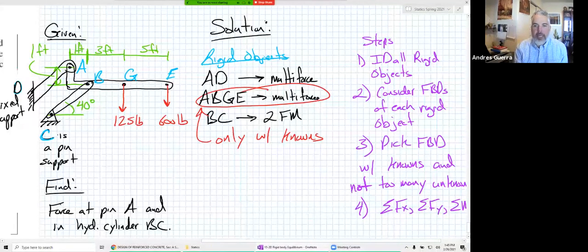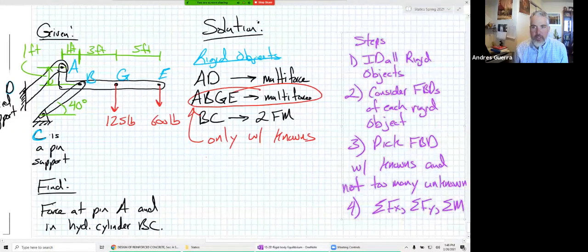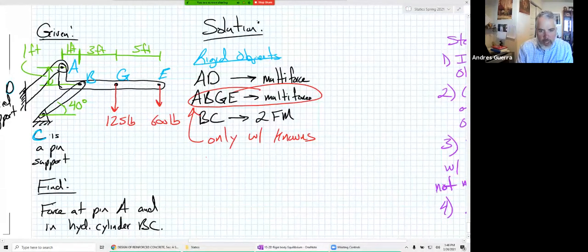Now, the other thing about identifying our rigid objects here is that it also keys us into what we are going to have at the locations of our connections. So we are going to do the FBD of ABGE.